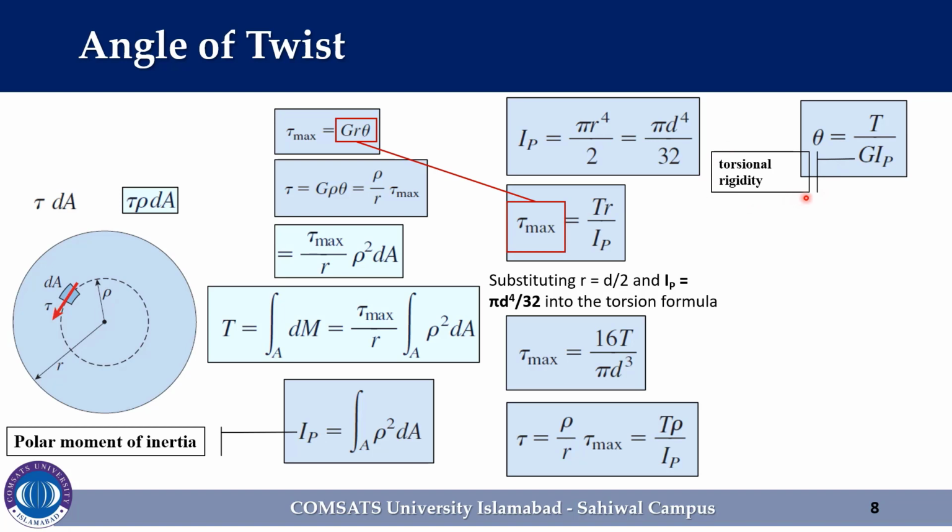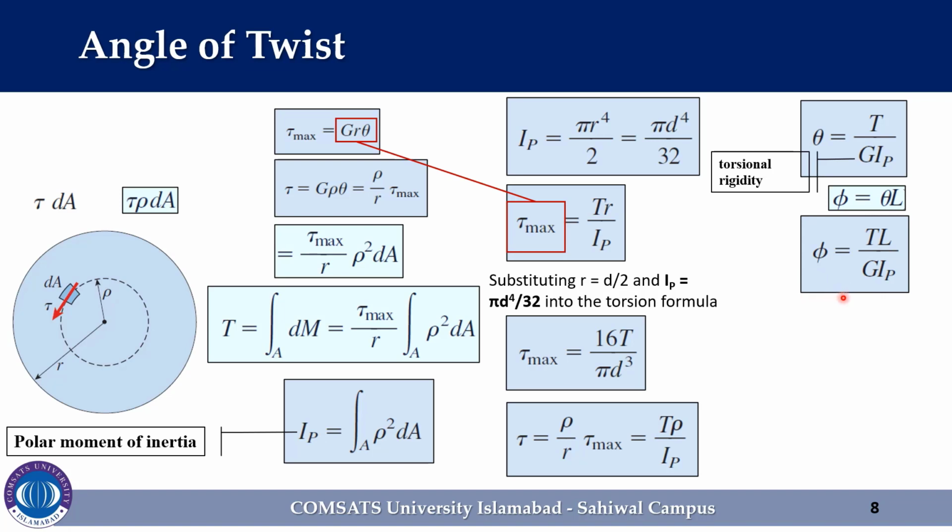For a bar in pure torsion, the total angle of twist phi is equal to the rate of twist times the length of the bar, and it is expressed as phi equal to theta L. Putting theta equal to phi over L in the above equation, the equation for the total angle of twist becomes phi equal to TL over G Ip, in which phi is measured in radians.